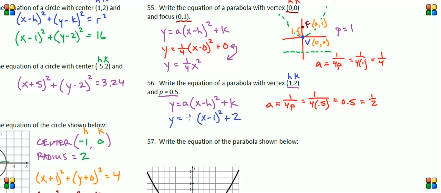I'm going to go ahead and write this as 1/2. So our equation for a parabola with a vertex of (1, 2) and a p-value of 0.5 is y equals 1/2 times (x minus 1) squared plus 2.